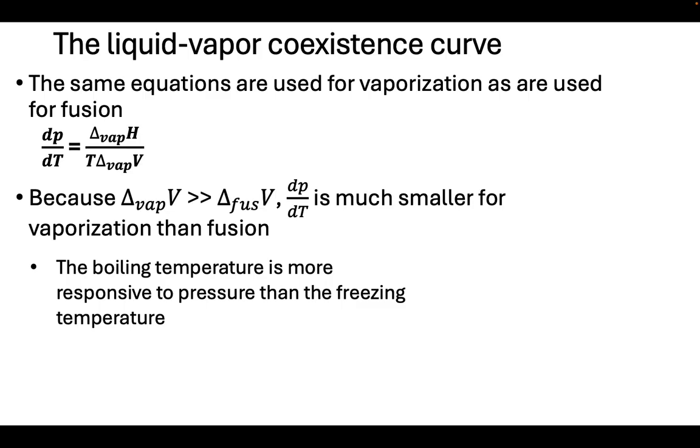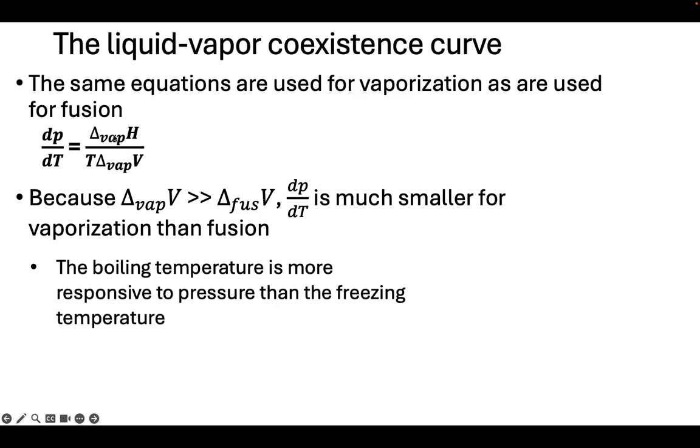So we looked at the slope of the solid-liquid coexistence curve. Now let's look at the slope of the liquid-vapor coexistence curve. So we use the same equation: dP/dT is delta H of vaporization over T delta V.